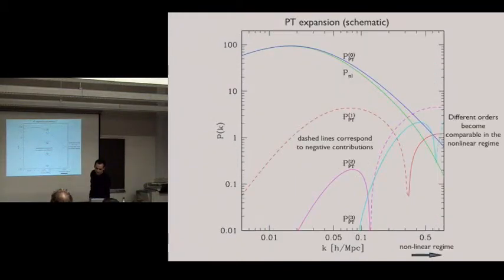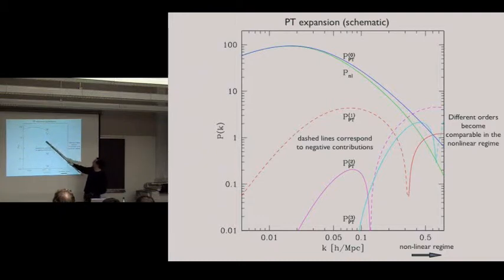Okay, so now let's compare the standard expansion with the new expansion. This is the old expansion, when you expand in the amplitude of fluctuations. So you start with some linear spectrum. This one doesn't have wiggles, it's just to show an example. This is the linear spectrum. This is the one-loop correction. This is the two-loop correction.